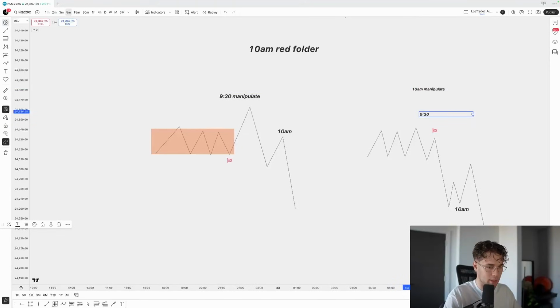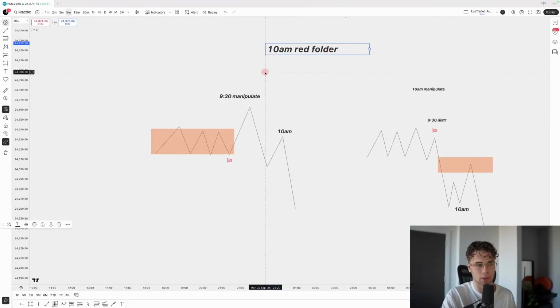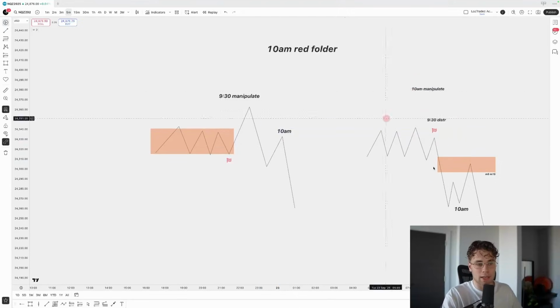When we have, again, this is under the umbrella of 10 a.m. red folder. Okay, 9:30 distribution here, and then we create a short-term high, 10 a.m. hits, and what you will find a lot of the time is a 5-minute or 15-minute FVG there that 10 a.m. spikes into. Why does it spike higher? Because 9:30 didn't manipulate, 9:30 distributed price in our direction. So now that 10 a.m. red folder that all of this is under the umbrella of can manipulate price higher above a short-term high and into a 5-minute or 15-minute gap. Okay, that is a scenario you'll see often.